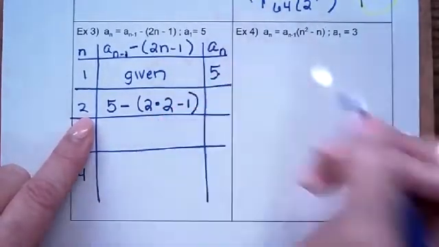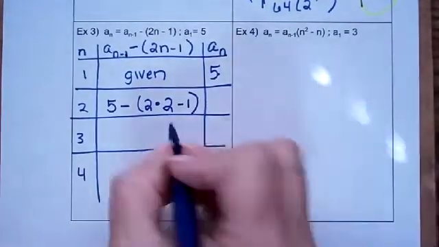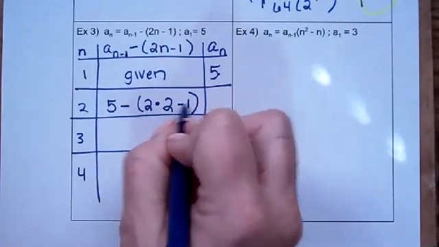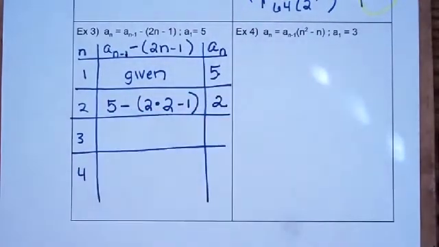Minus 1. Now that's the work that's going to give me my next term. You know, we can do this in our head. 4 minus 1 is 3, but 5 minus 3 is 2. Okay? Now, let's do our next one.